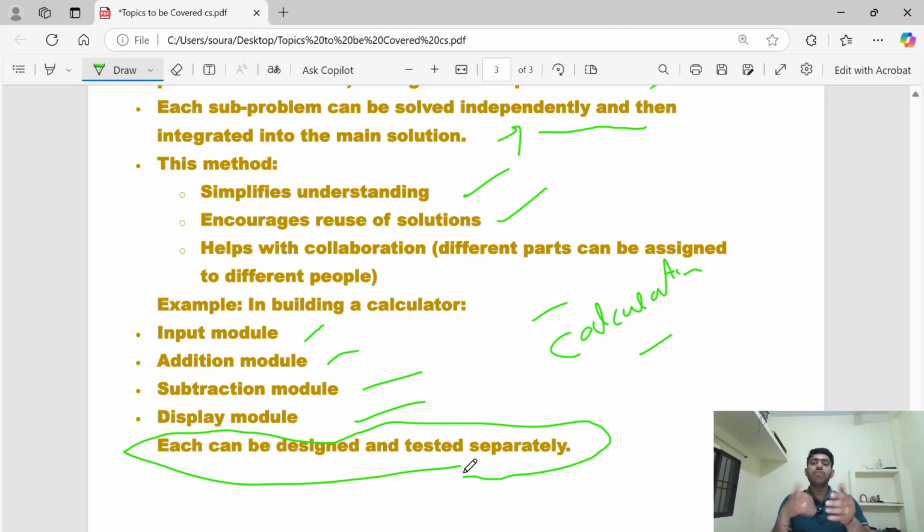Decompose the bigger problem into smaller parts and use it recursively. Okay, so these are the things we needed to cover for today's topic.